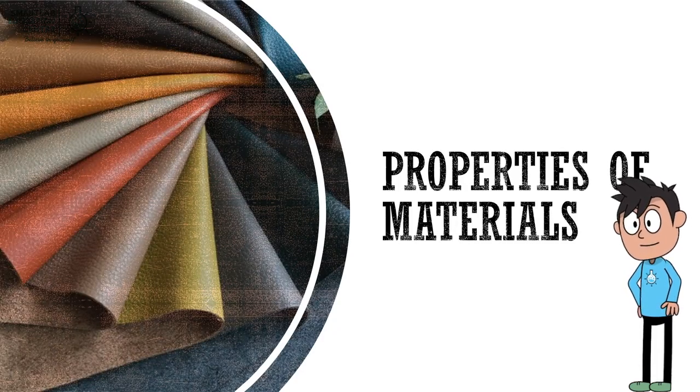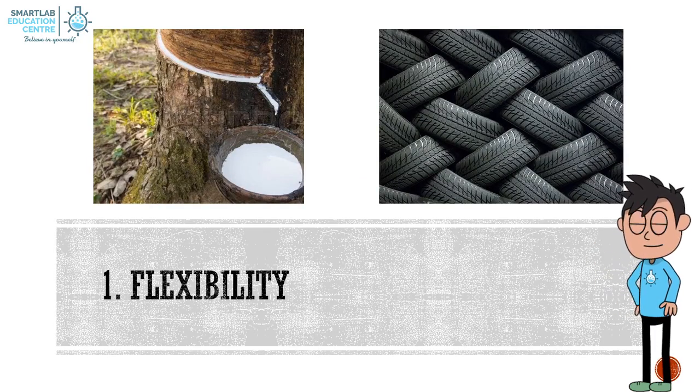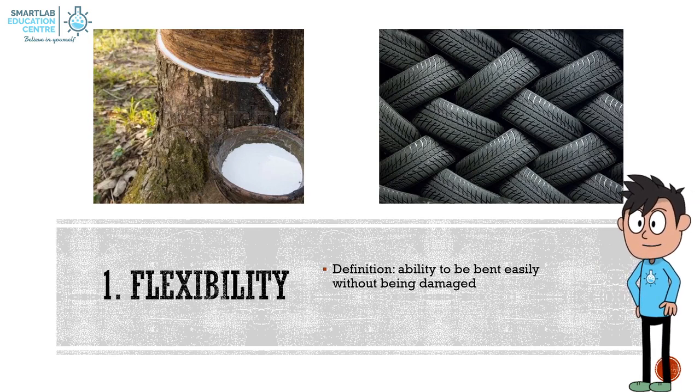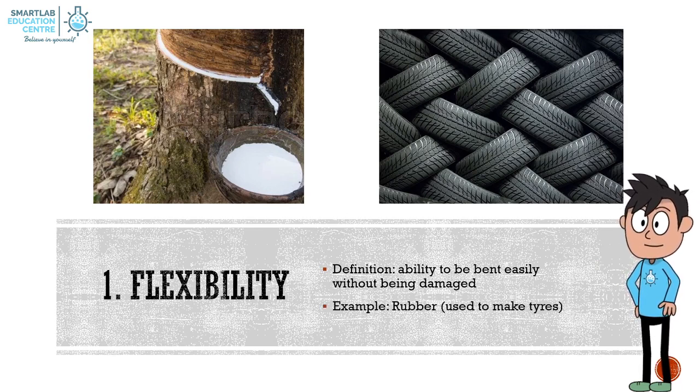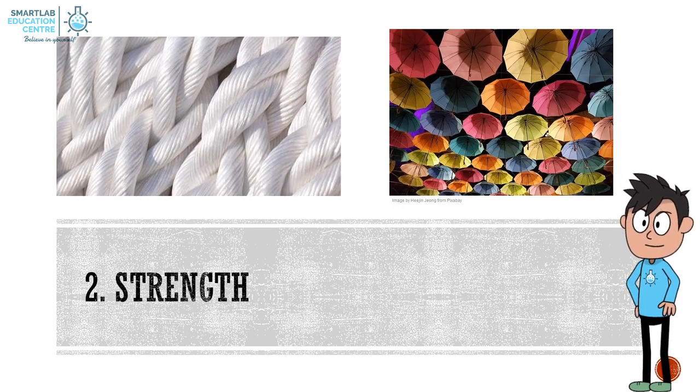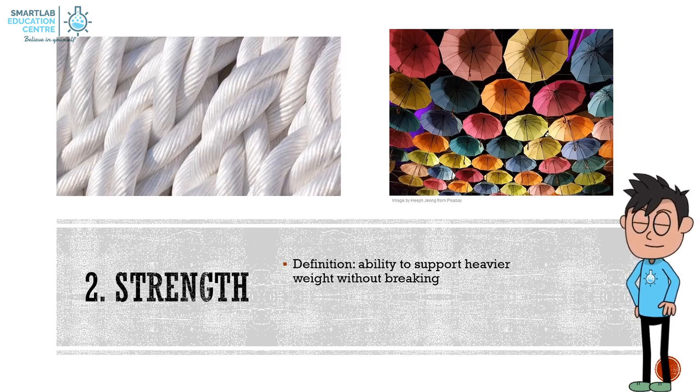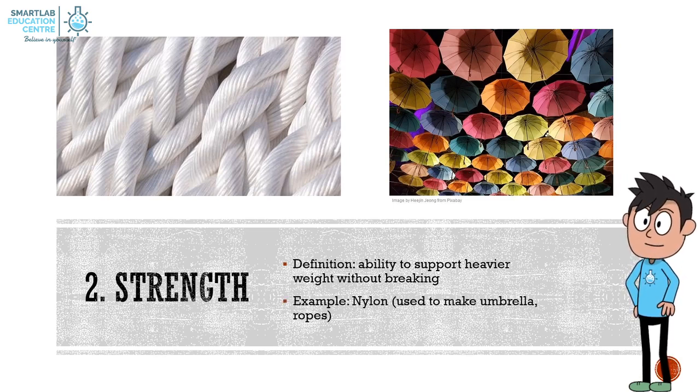Properties of materials. 1. Flexibility. Definition: ability to be bent easily without being damaged. Example, rubber, used to make tires. 2. Strength. Definition: ability to support heavier weight without breaking. Example, nylon, used to make umbrellas and ropes.